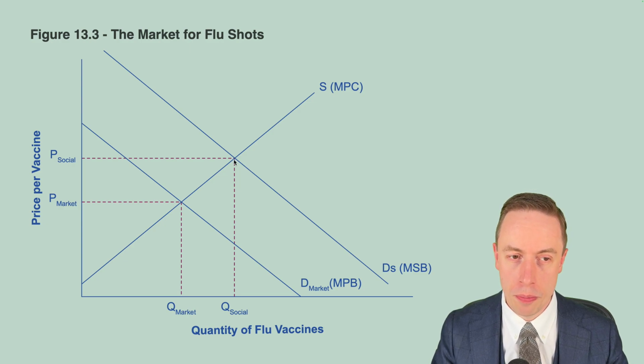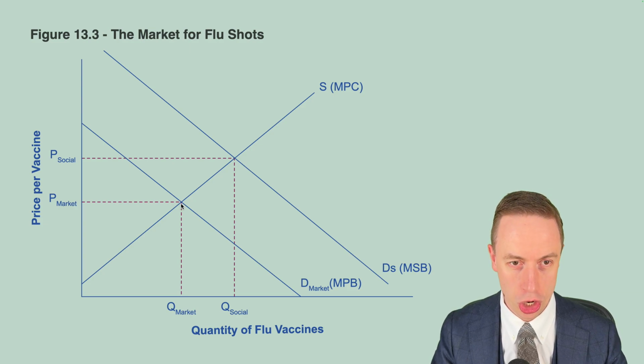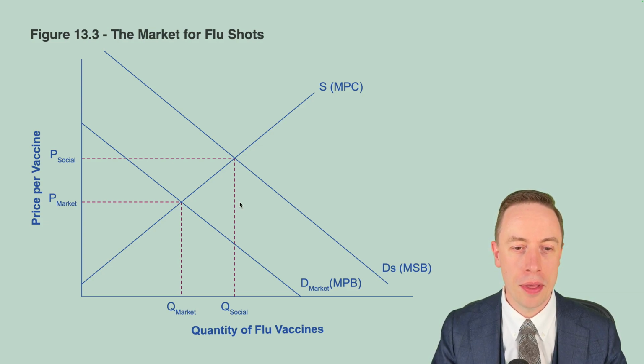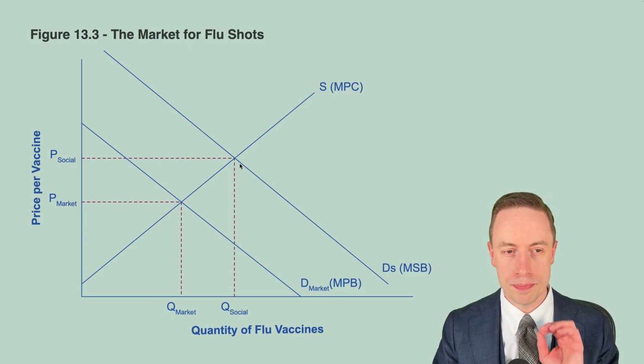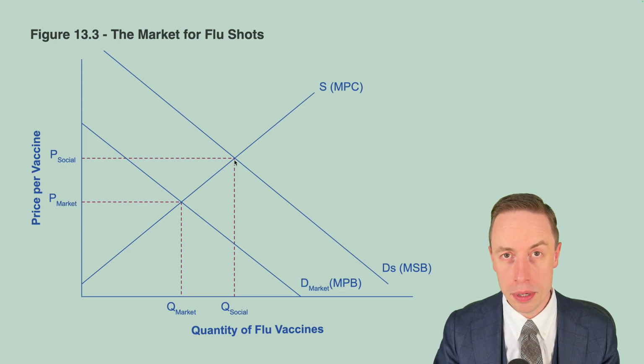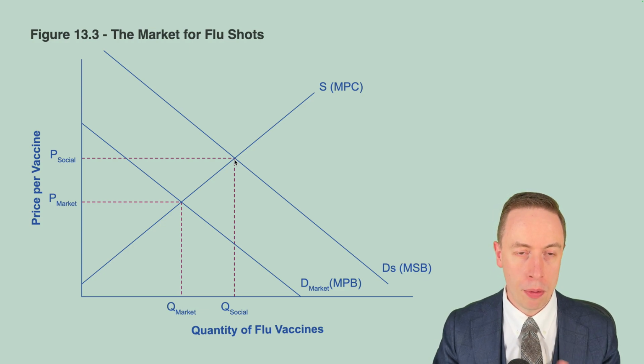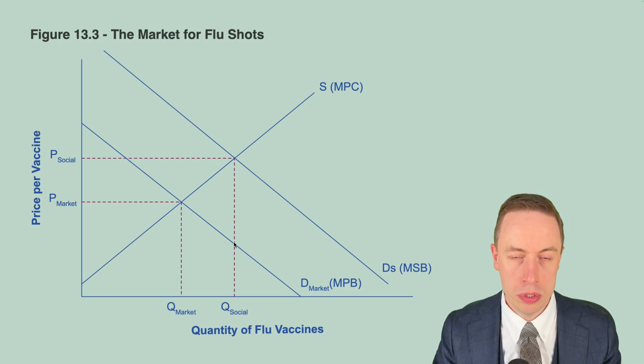But of course, the problem is that at the market price, not enough people want to buy the flu shot. And if we make the price even higher along the market demand curve, we'd end up with even fewer people getting the shot. We'd have a surplus of shots. So we've got to get up the price that the sellers receive so that they produce more flu shots, but we also have to get down the price that the buyers have to pay so that more buyers want to get it as well.